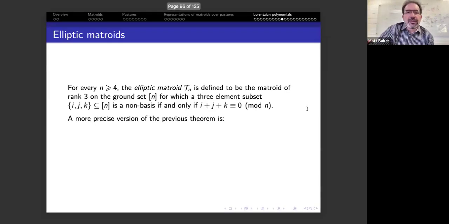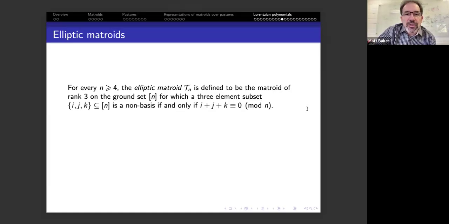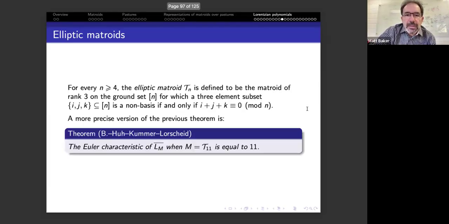But it turns out that representations of this over the complex numbers correspond to elliptic curves together with a point of order n. So anyway, what we proved for this particular matroid T11 is that its Euler characteristic is actually 11, not 1. And the fact that it's 11 and n is also 11 here is probably not a coincidence, but we don't have a general theorem that says that. So this is an open problem to understand better.